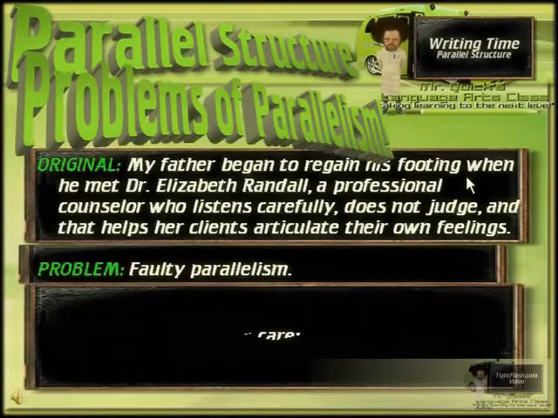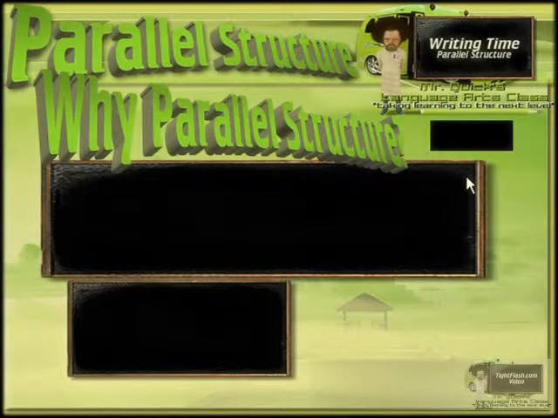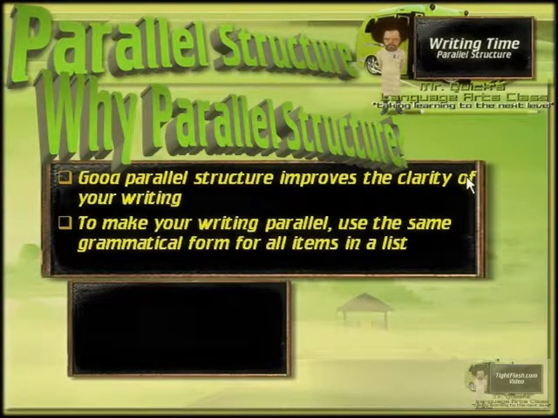So, okay, we're going to continue on here. I want you to be able to go over the SCORM activity. Okay, so why do we even need parallel structure? Because, of course, it makes the writing clear. It also helps the reader to understand the list that you are creating.